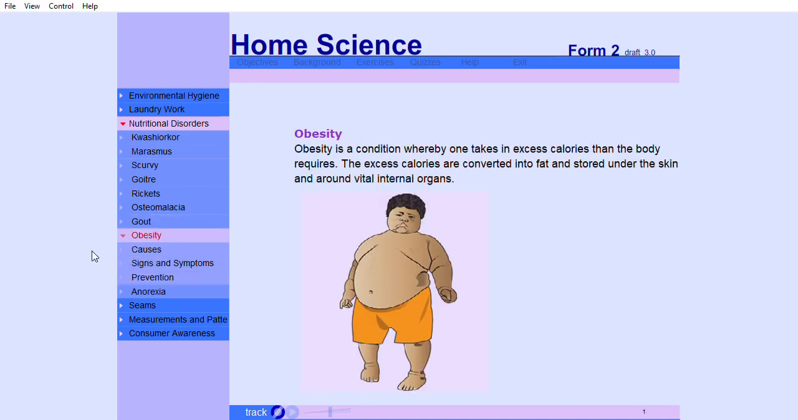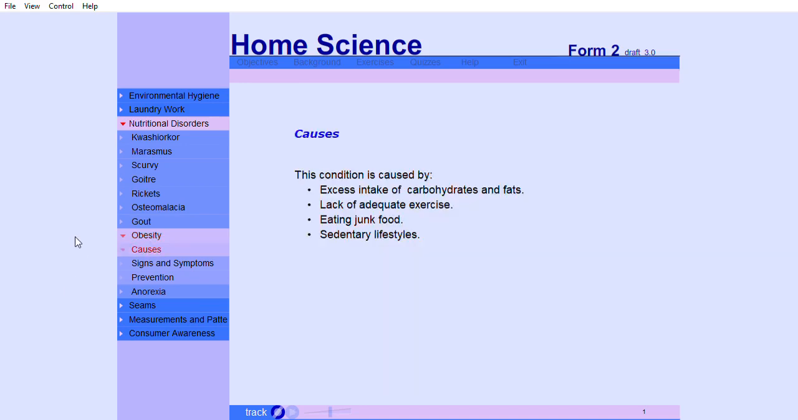Obesity is a condition whereby one takes excess calories than the body requires. The excess calories are converted into fat and stored under the skin and around vital internal organs. This condition is caused by excess intake of carbohydrates and fats, lack of adequate exercise, eating junk food, and sedentary lifestyles.